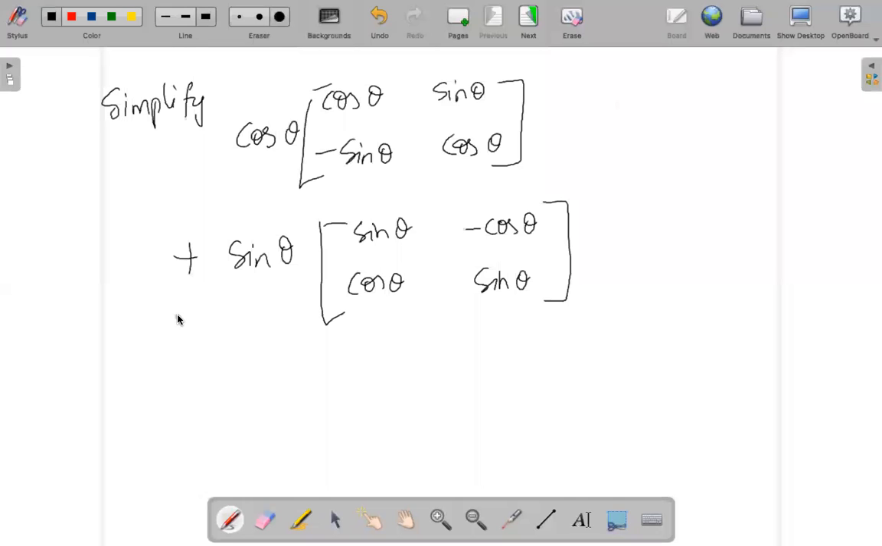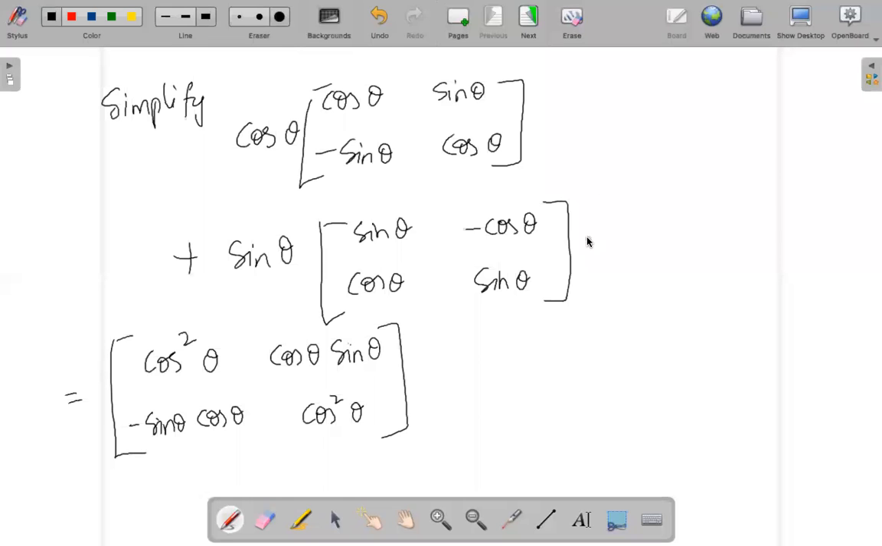So let us try to solve this. Now let us first look at multiplication of the first term. So I would get that as, the first term becomes like this.